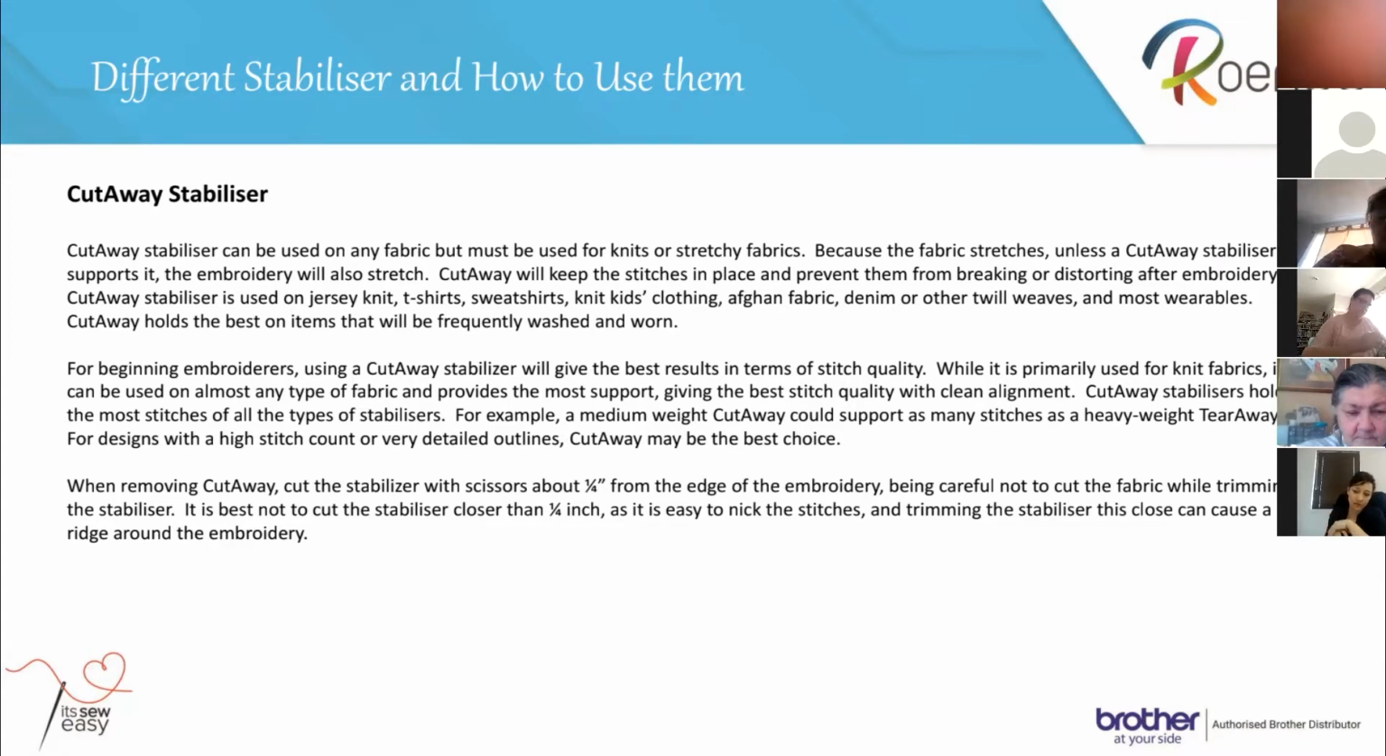So when removing Cutaway, like it says in the name, you have to cut it away, and it is best to leave a 1/4 inch edge around your embroidery design. Little tongue twister there. But be careful not to cut it any closer, because then it tends to leave a ridge, and we don't want that. And you can also then cut your fabric or cut the stitches, and then your embroidery would come loose. So 1/4 inch is the recommended industry standard when cutting away or removing the excess stabilizer.